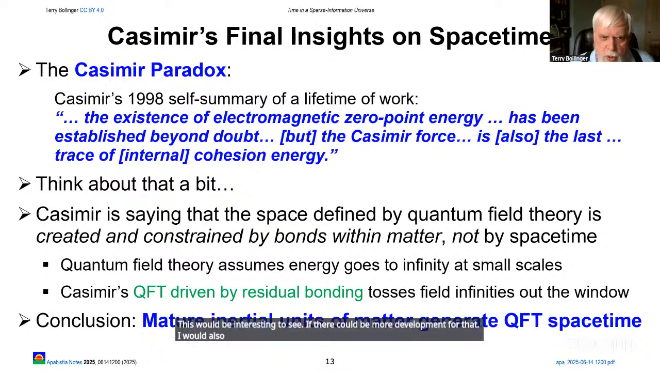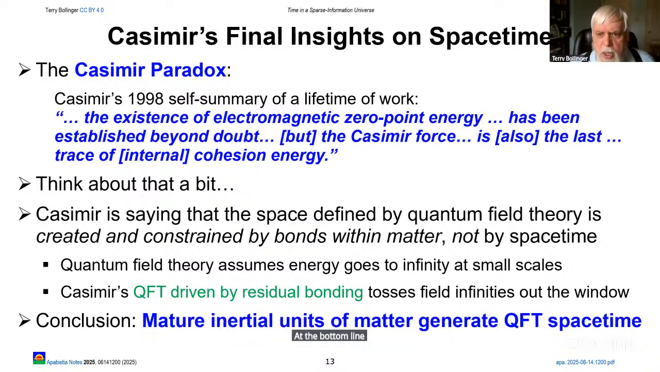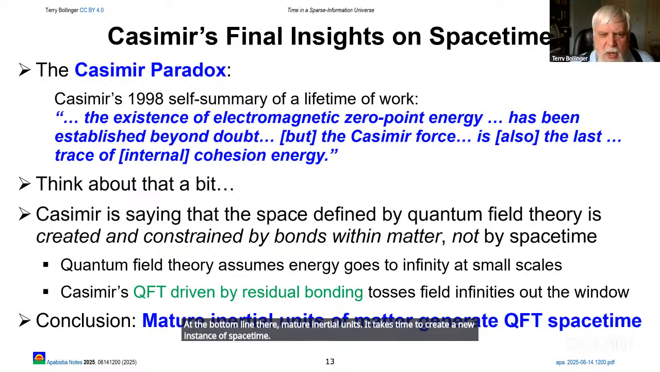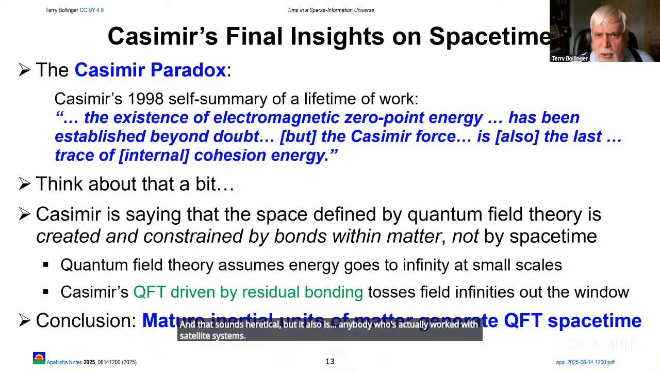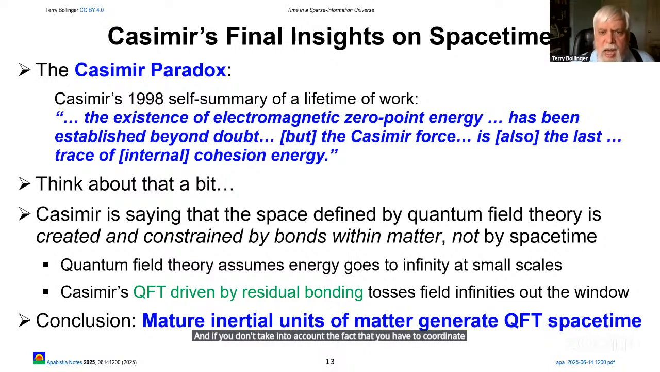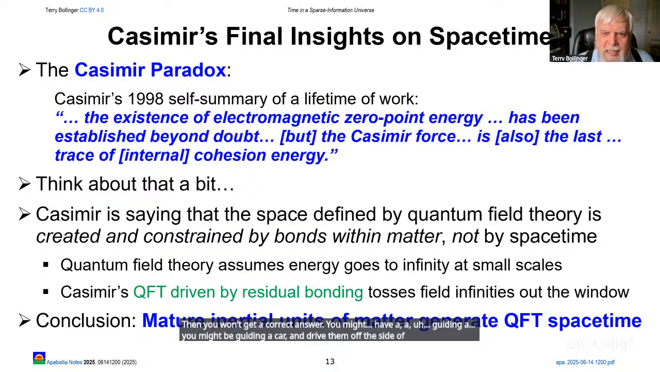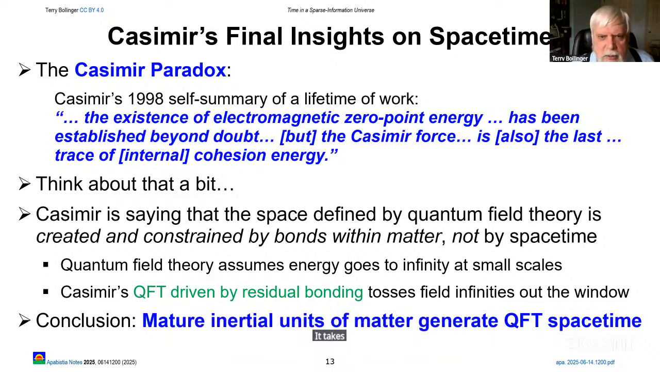I would also add to it, when I use the word mature, at the bottom line there, mature inertial units, it takes time to create a new instance of space-time. Now that sounds heretical, but it also is anybody who's actually worked with satellite systems, they have to put this into their equations. They can't just assume this because there are delays of light between the different satellites. And if you don't take into account the fact that you have to coordinate those before you can come up with a common definition of time, then you won't get a correct answer. You might be guiding a car and drive them off the side of the road because you didn't give the right coordinates into their machine. So it's an important point. It takes time to create these things.